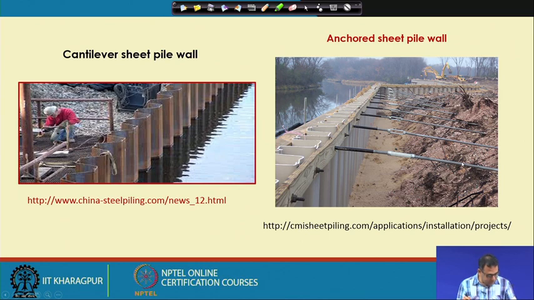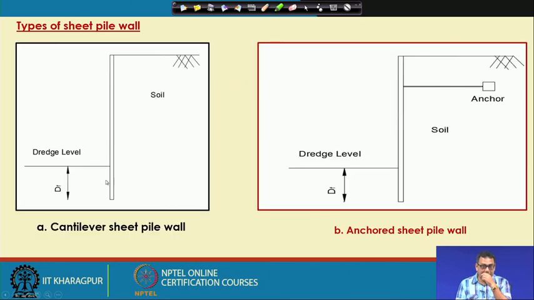So, what is the advantage of that? Because in the normal sheet pile, as I have mentioned, most of the resistance comes from the passive resistance that the soil gives below the dredge level. So, in a cantilever sheet pile, the depth of the sheet pile below the dredge level is very high. To reduce that, we can anchor it such that we provide a tension force, or anchor force, in this direction, so that this depth will be reduced.